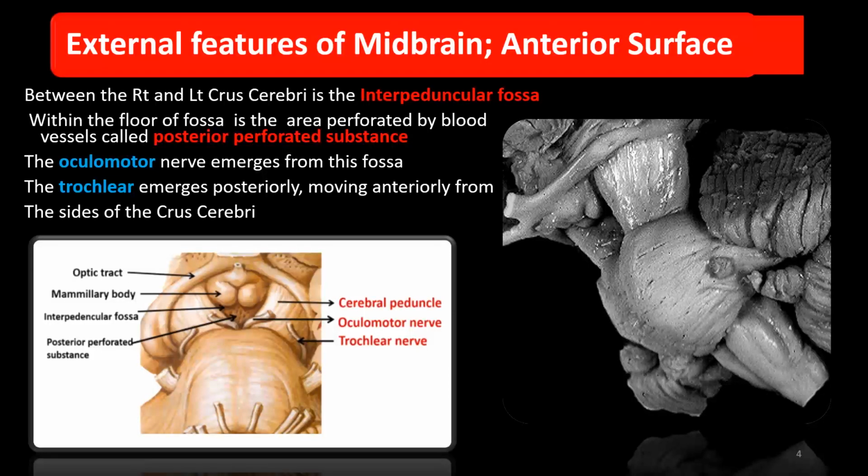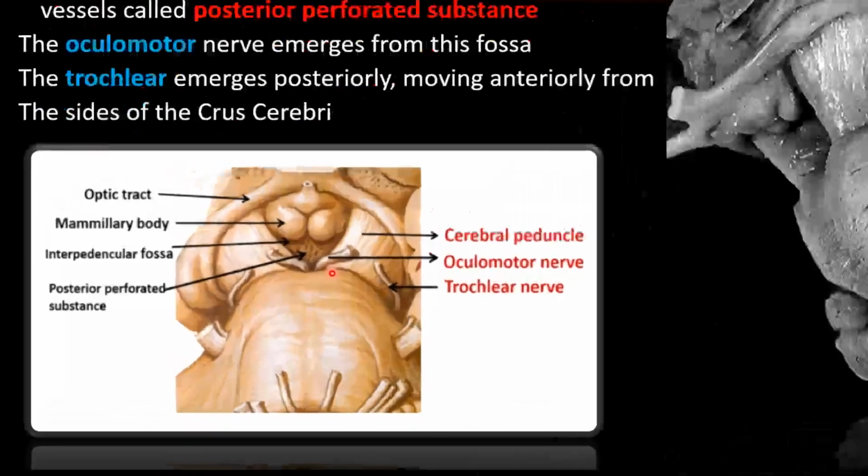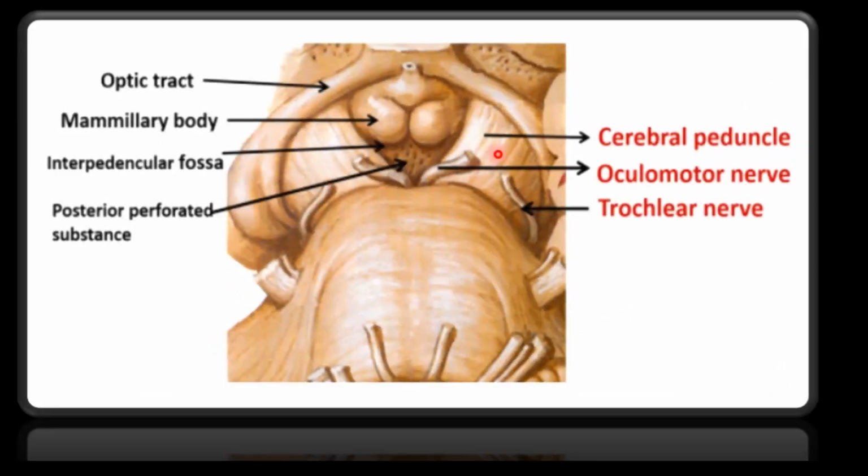Now we are going to consider the anterior surface of the midbrain. In this anterior surface, we are seeing the right crus cerebri and the left crus cerebri. And in between them, we are seeing the interpeduncular space or interpeduncular fossa. That's a space we can see here. And inside the interpeduncular fossa, within its floor is the area perforated by blood vessels called posterior perforated substance. That is the region I am pointing the light.